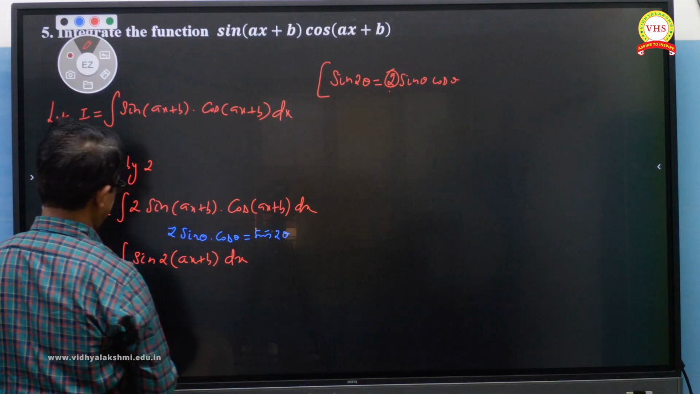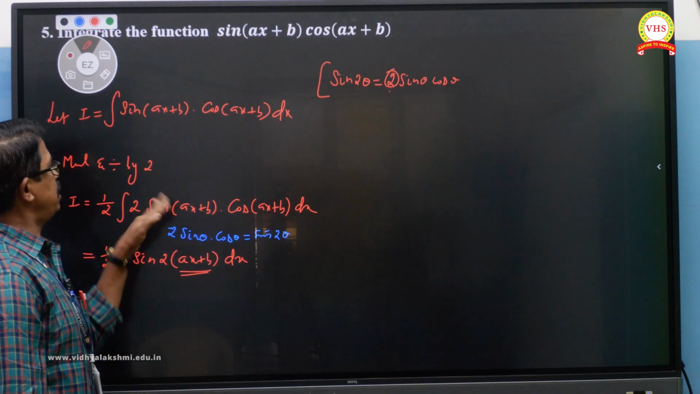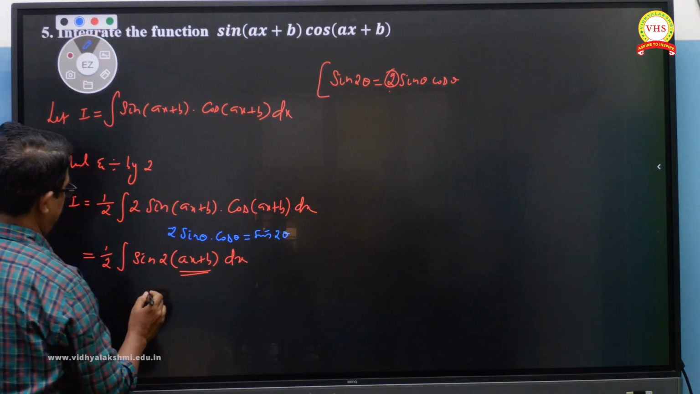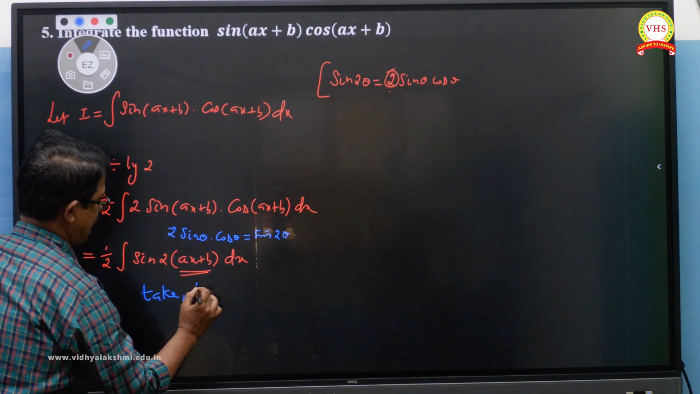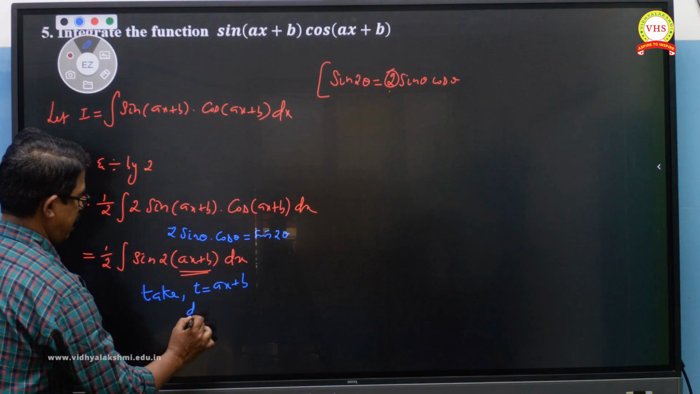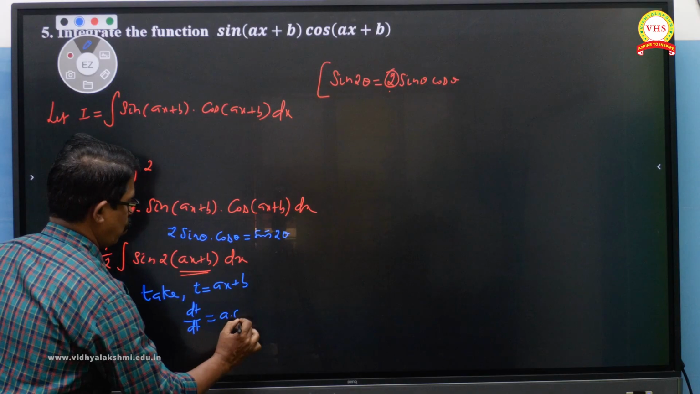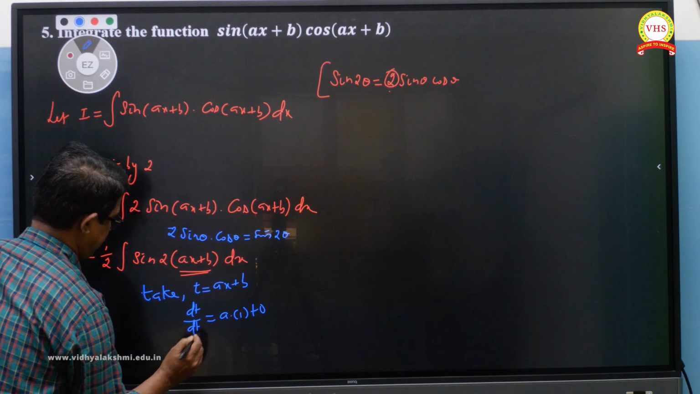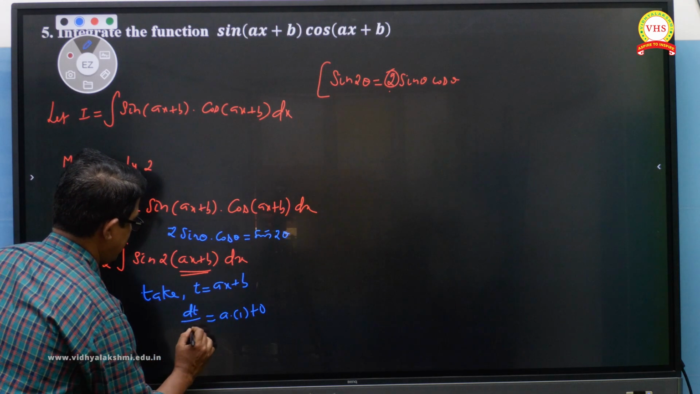Then you have to assign the alternate variable. There is no direct integration we can do, but this is the first time we are going to see the integration. Now I am going to assign the alternate variable. Take what is in the bracket, that is t as ax plus b. Now dt by dx is equal to a into 1 plus 0, because constant. So this is dx, not a dt. Correct? That is dt by dx.